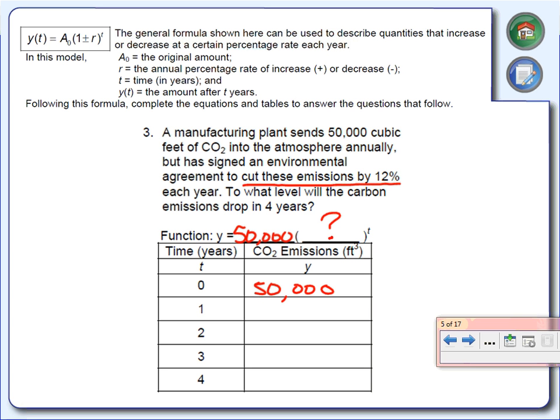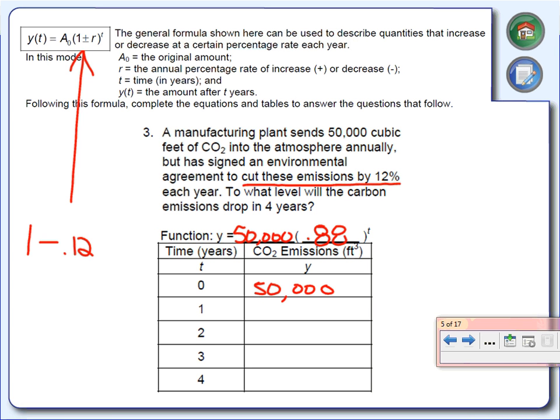So, let's see if we can find that number. We're going to do it very similar to one of the others that we did. We're looking at that equation again. We're going to do 1 plus or minus? Minus. Minus because we're cutting. Minus what? What was the rate? 0.12. That's 12% as a decimal. So let's see, what do we get? What's 1 minus 0.12? 0.88. That's what we're going to use right here, 0.88.